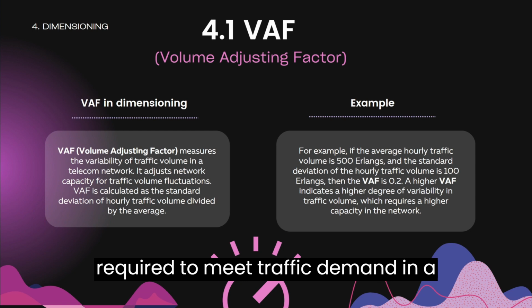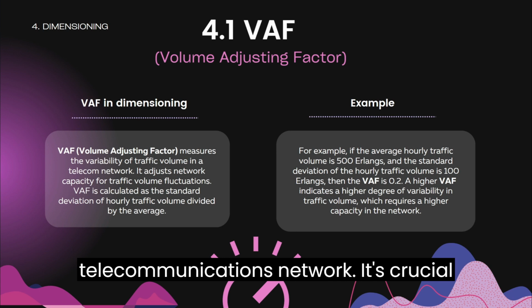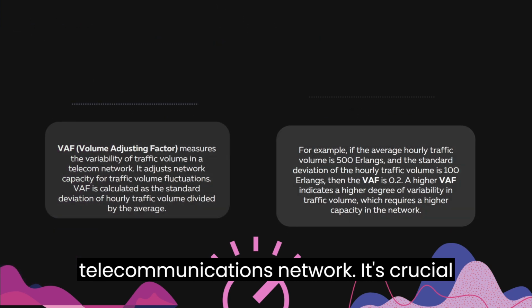(4.1) VAF. So VAF, or volume adjusting factor, is a measure of the variability of traffic volume in a telecommunications network. It is used to adjust the capacity required in the network to account for variation in traffic volume. VAF is calculated as the standard deviation of the hourly traffic volume divided by the average hourly traffic volume. So for example, if the average hourly traffic volume is 500 erlang and the standard deviation of the hourly traffic volume is 100 erlang, then the VAF is 0.2. So it comes to that a higher VAF indicates a higher degree of variability in traffic volume, which requires a higher capacity in the network.